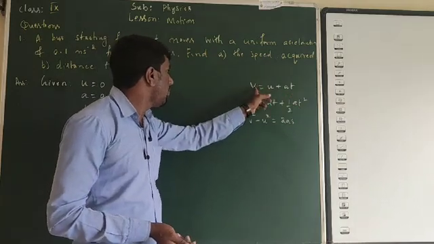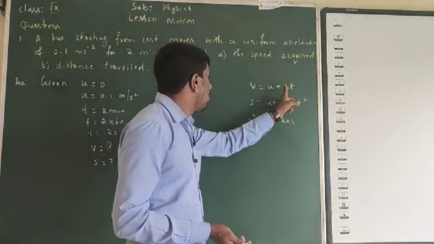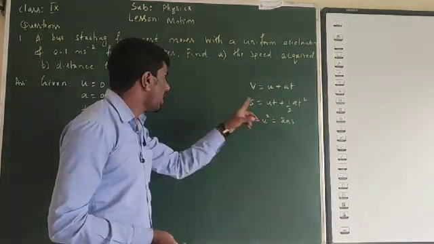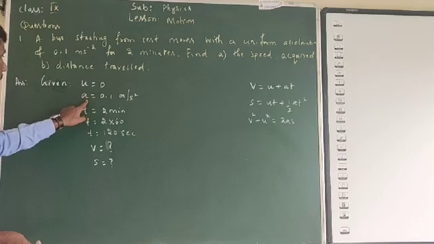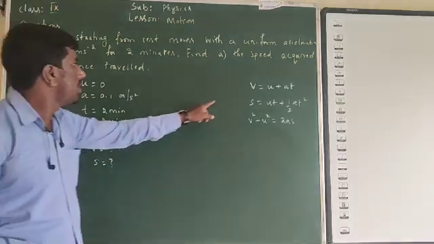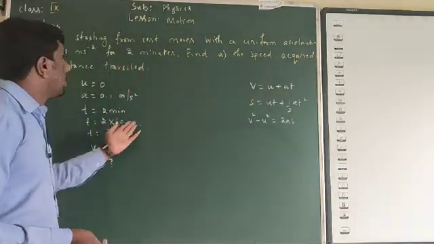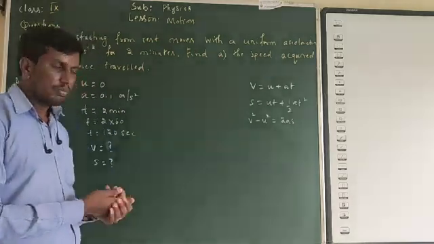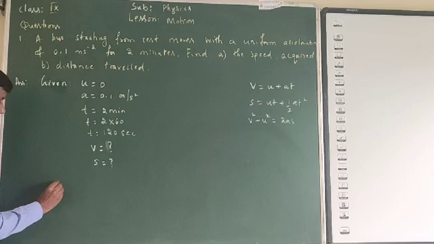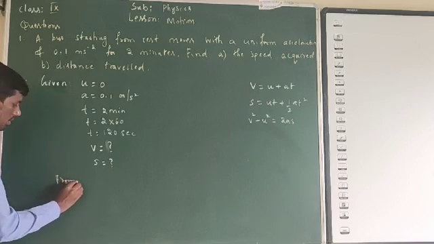If you want to find out v, you should know u, you should know a, you should know t. Observe the situation. You know u, you know a, you know t, so you can easily find out v. v is nothing but the final velocity, or the speed acquired.